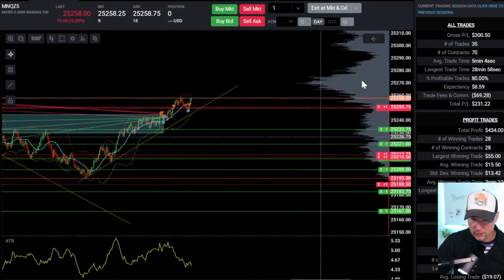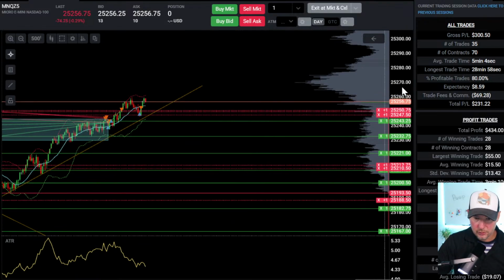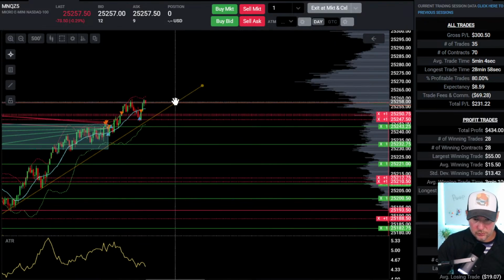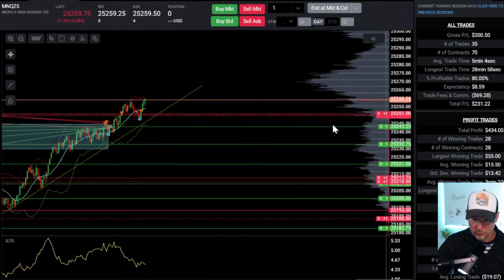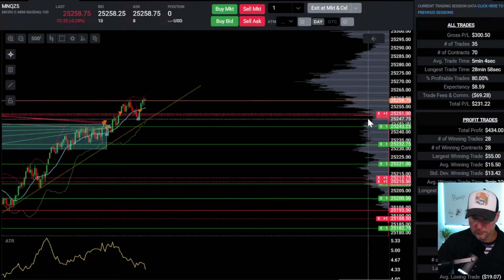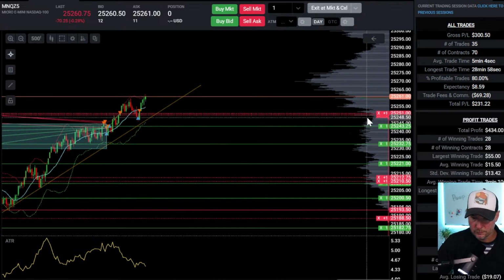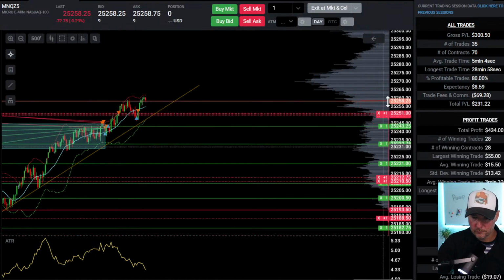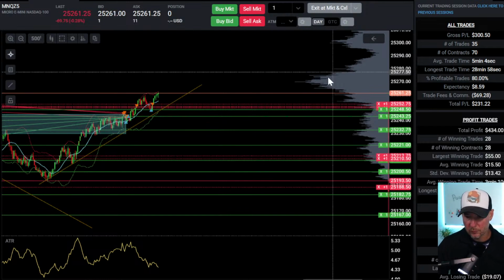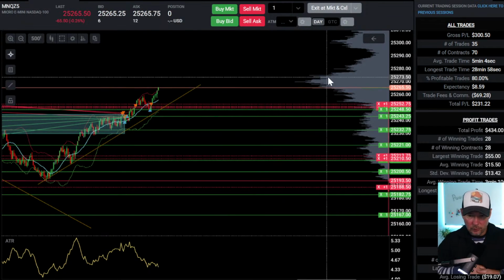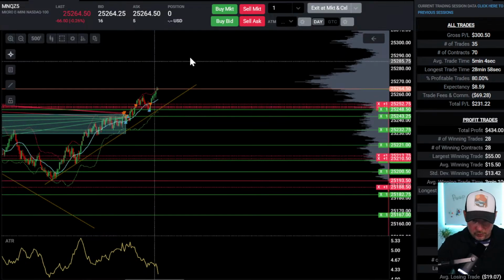Let's try that again. I'm gonna place a similar order here. So we are respecting this trend line. Just made it, I think, a little higher. It's perfect. Okay. Bulls are pushing through. Wow. Wow, what a trade.